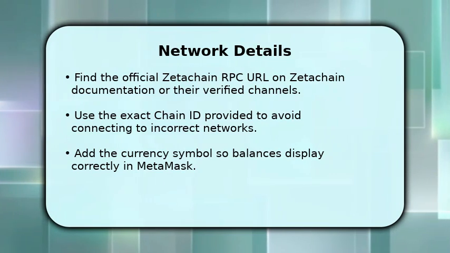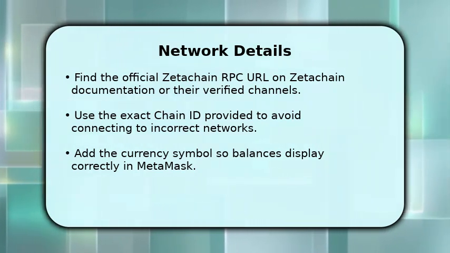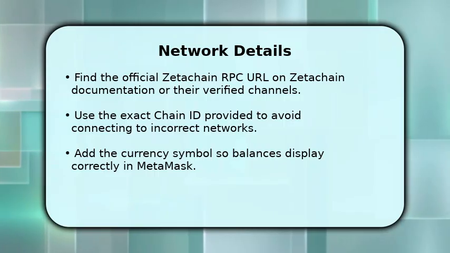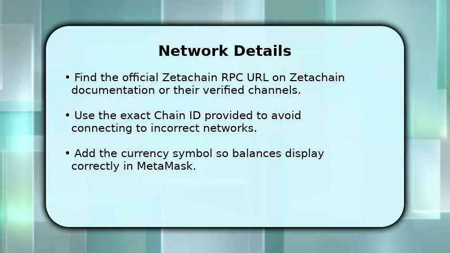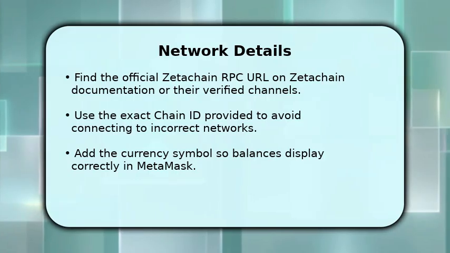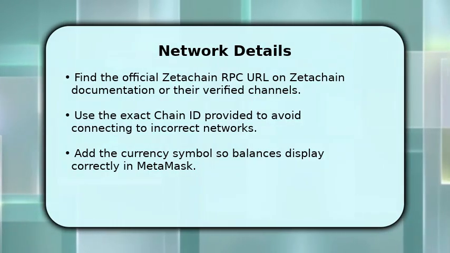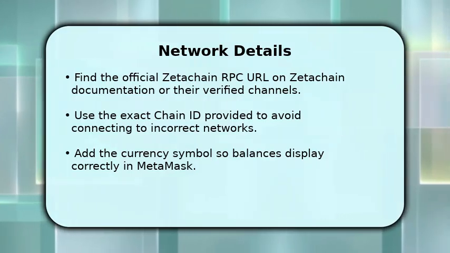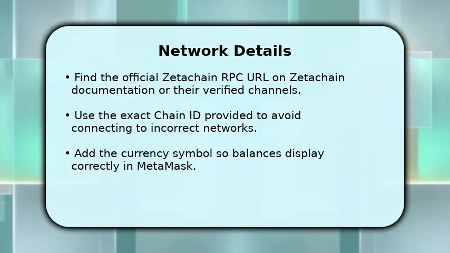Open the Zetachain documentation and copy the RPC URL and chain ID from the official source. In MetaMask, paste the RPC URL into the new network form and type the chain ID exactly as shown. Add a clear network name and the native currency symbol so balances and gas fees appear correctly. Optionally, add a block Explorer URL to view transactions and confirm network health before you start interacting with contracts.